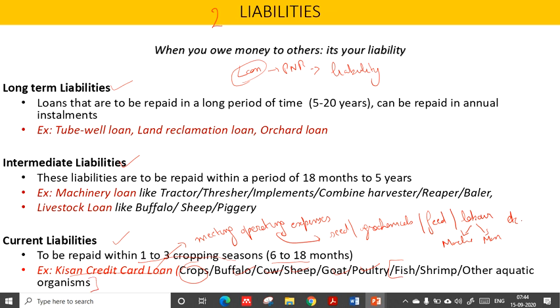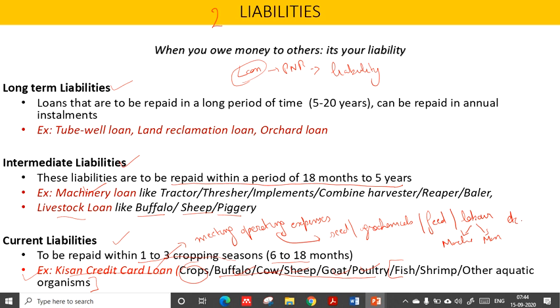Then come intermediate liabilities. You are supposed to repay them within a period of 18 months to 5 years. There are different types of loans which are repaid over such a long period. That is machinery loans. Machinery includes tractor, thresher, implements, combine harvester, reaper, baler, and livestock loans. These livestock loans are for buying buffaloes, sheep, and piggeries. But the KCC is for meeting the operating expenses of raising buffaloes.